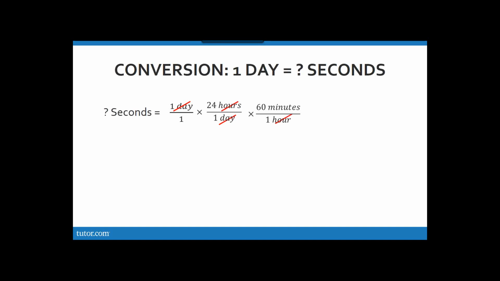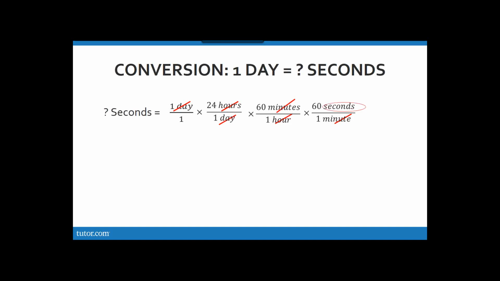And so now we're left with minutes, and we can use our final conversion factor that shows there's 60 seconds in 1 minute. Minutes are canceled, and now we're left with the units that we're interested in, which are seconds.